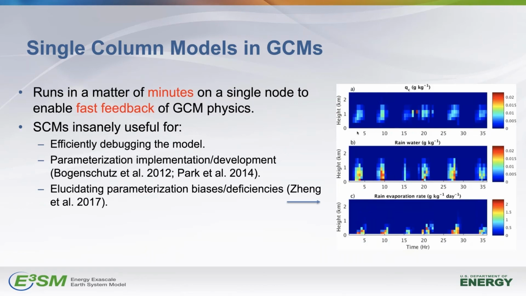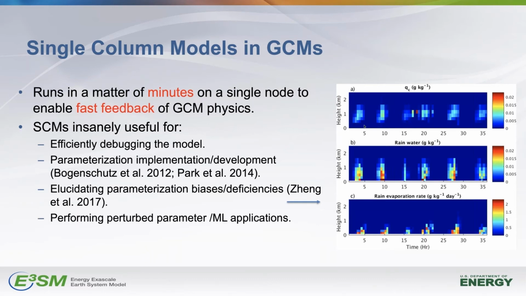The SCM is also very useful for elucidating parameterization biases and deficiencies. Shuaiqi Tang used it for exactly this purpose when she found an unphysical cloud oscillation in the global model in an early version of CAM6, and then she used the SCM to understand the nature of this oscillation, as well as providing recommendations to ameliorate it.